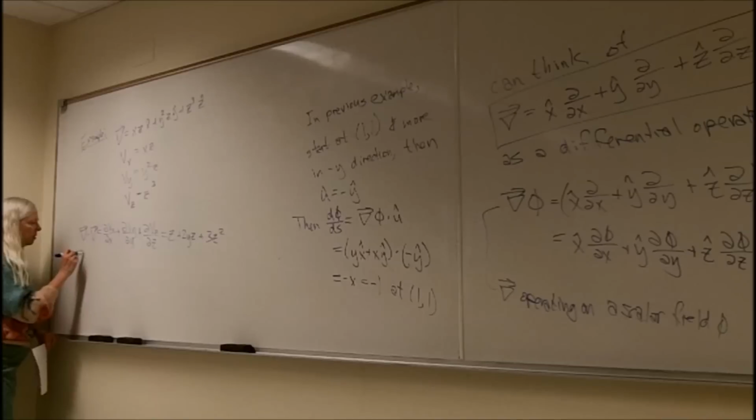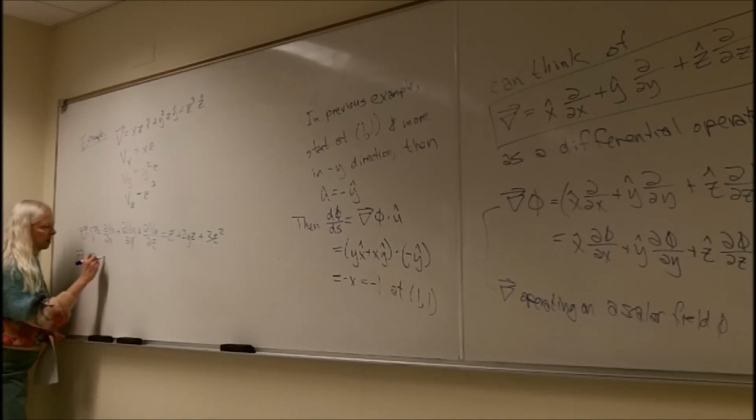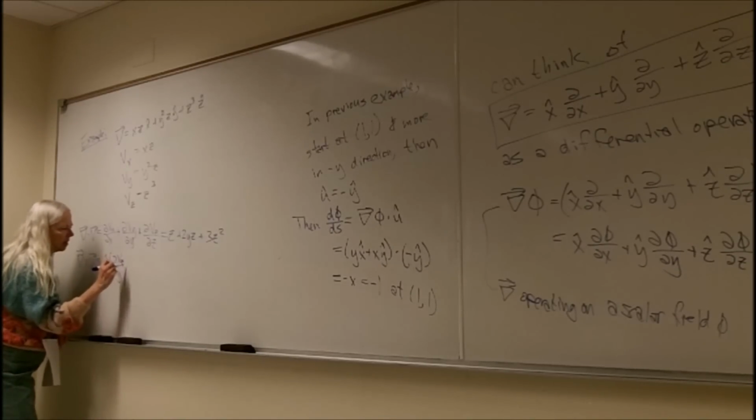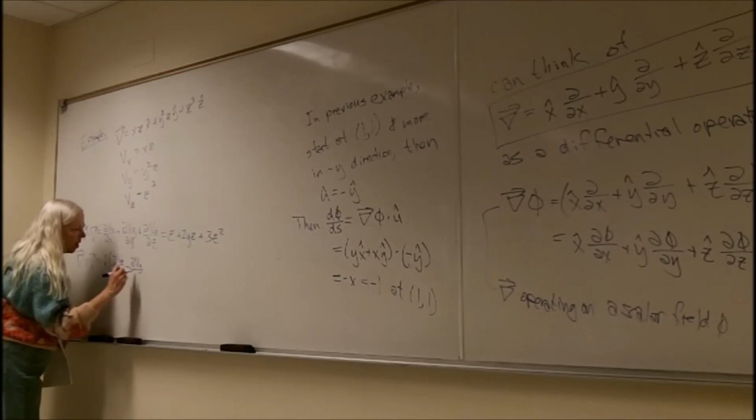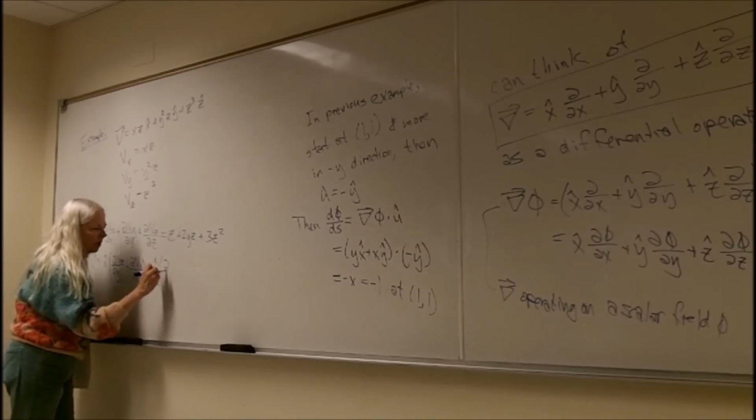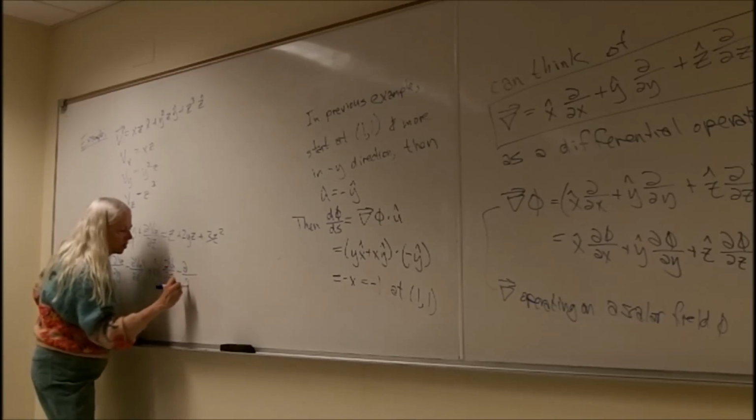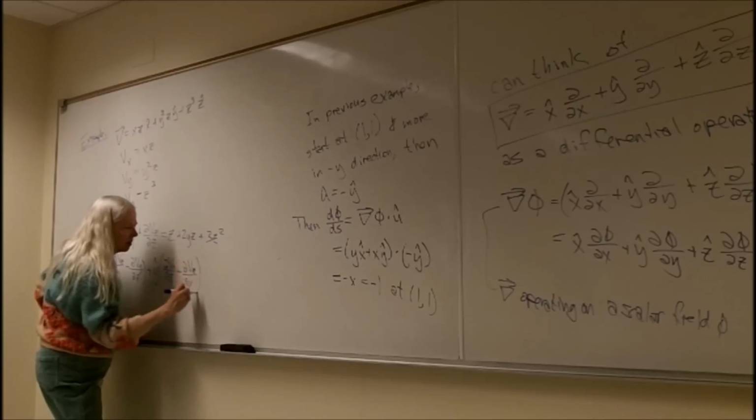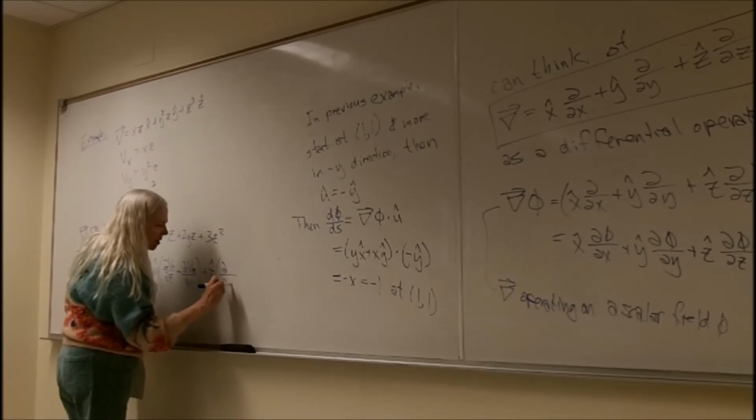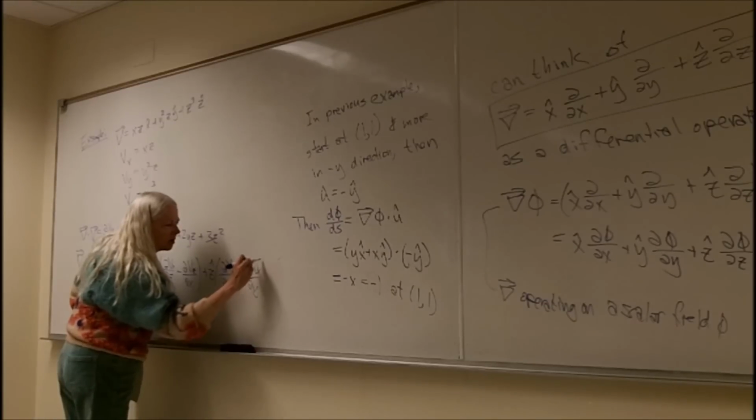What about the curl? So the curl is once again x hat times the derivative with respect to y of vz minus the derivative of vy with respect to z, plus y hat times the derivative with respect to z of vx minus the derivative with respect to x of vz, plus z hat times the derivative with respect to x of vy minus the derivative with respect to y of vx.